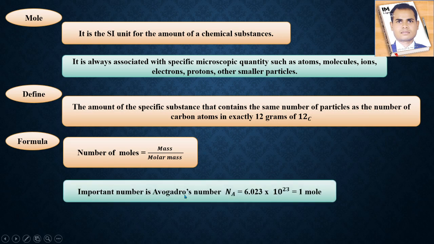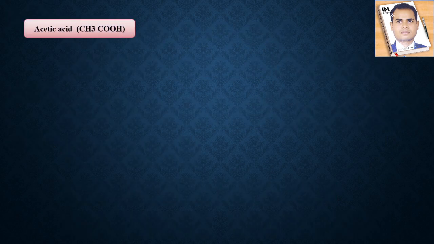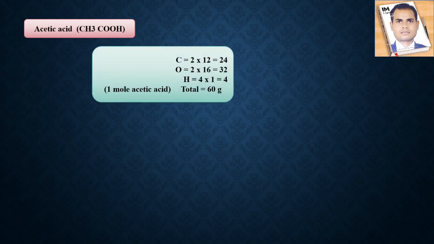The important number is Avogadro's number, denoted by capital N A. 6.023 into 10 raised to 23 is equal to 1 mole, and the mass of the whole compound is 1 mole. For example, the molar mass of acetic acid is 60 gram. How can we calculate it? The formula for acetic acid is CH3COOH, and in this way you can calculate the molar mass of acetic acid.